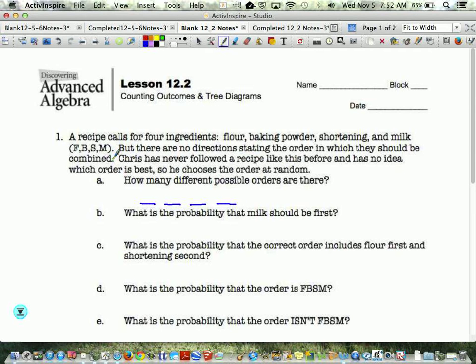And then if you're going to put one ingredient in, the very first ingredient, how many choices do you have? 4. You have 4. But once you've emptied one of the ingredients in a bowl, how many choices do you have for this one? 3. Only 3. And then 2. And then 1.